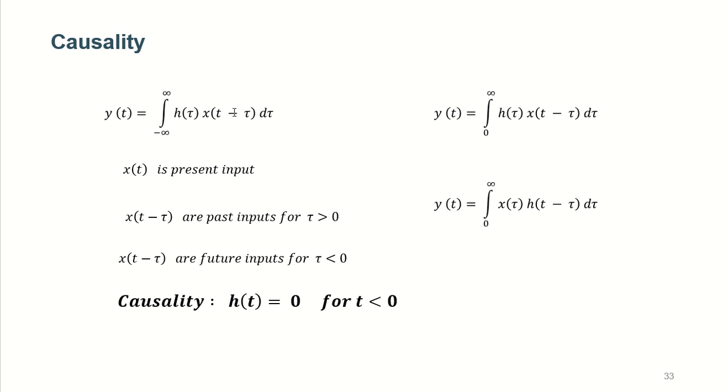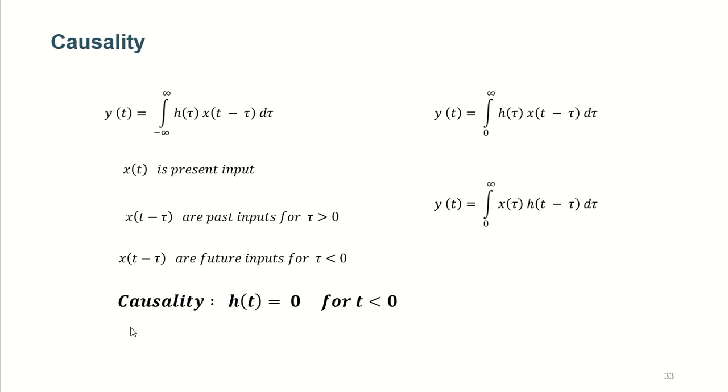Also, I just said let's consider x of t minus tau is equal to 0, but it cannot be 0. Why? Because it was representing future inputs. So what does it mean? It means my h of tau must be 0 for tau less than 0 if I want my system to be a causal system, right? So we just derived the condition for my system to be a causal system.